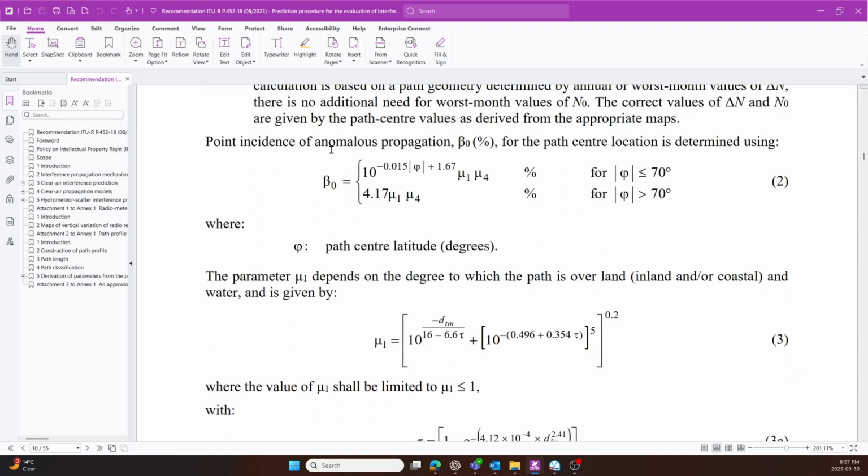P.452. I know not everyone works with this, but I thought maybe if someone is stuck with the interpretation of this p-value, this video might help.